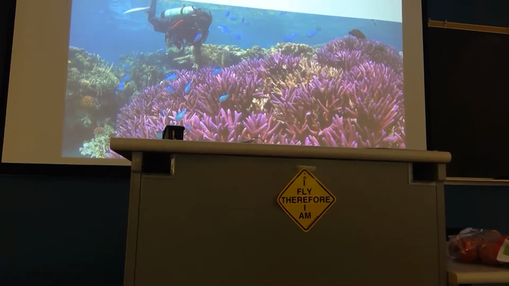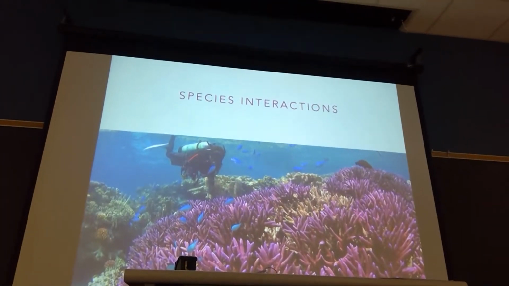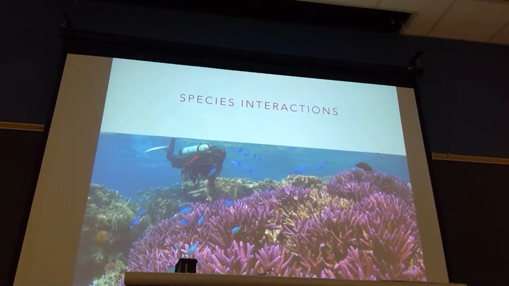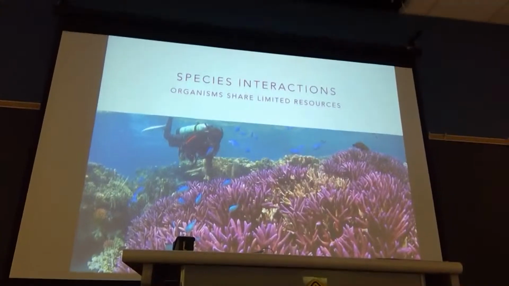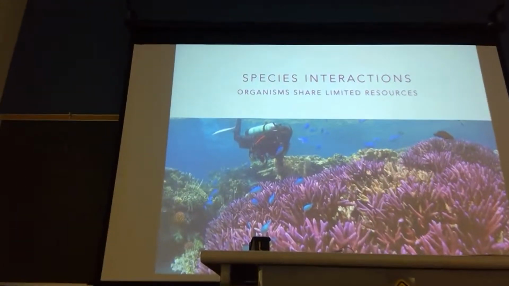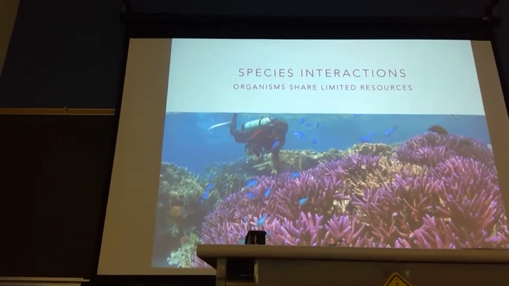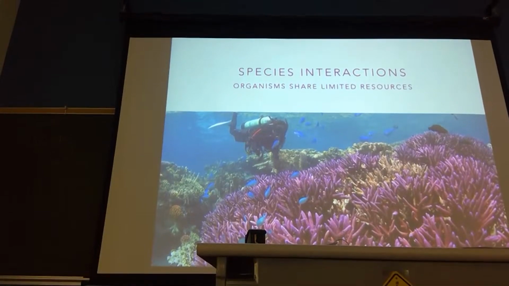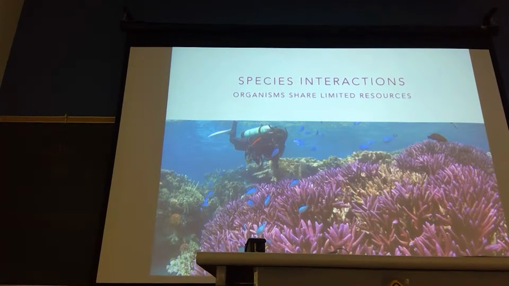All right. So we've covered population growth. One of the things that really influences population growth are species interactions. It's one of these density dependent factors. It comes down to the fact that organisms share limited resources, and they come in all shapes and sizes. There could be abiotic resources and there could be living resources that organisms have to share or that they have to gain sole access to.